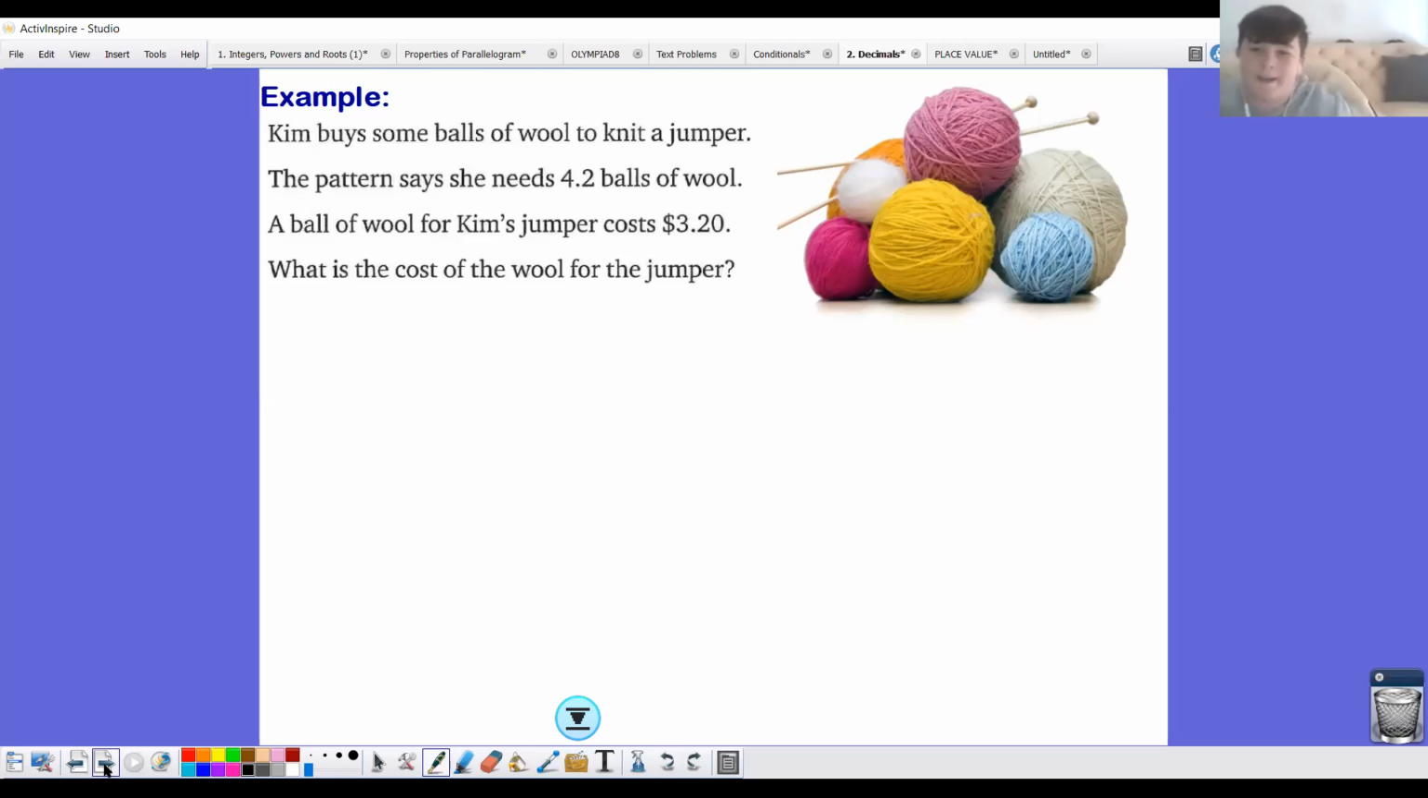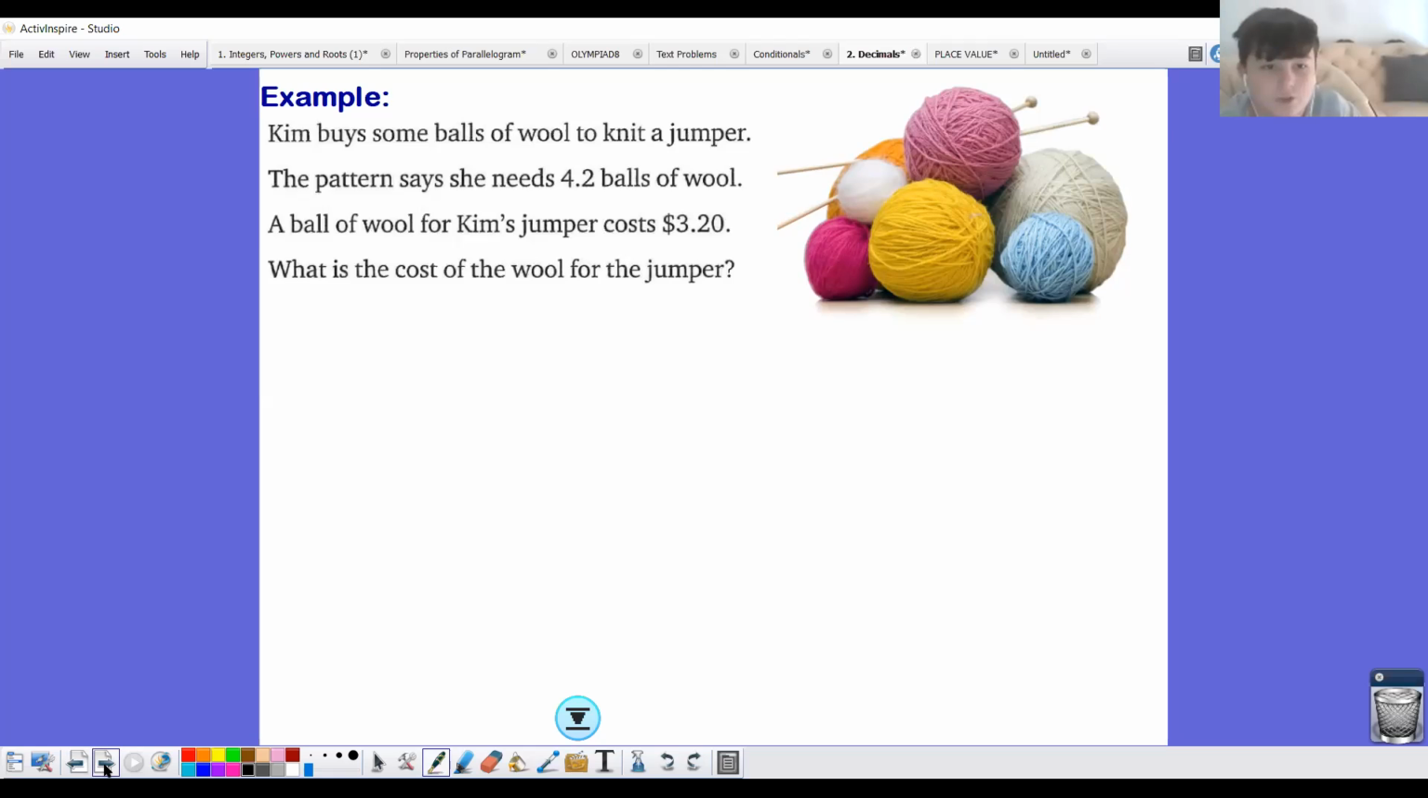Okay, now here we have an example. Let's do it together with you, Genti. You wanted to solve a question. Let's read the question. Kim buys some balls of wool to knit a jumper. The pattern says she needs 4.2 balls of wool. A ball of wool for Kim's jumper costs $3.20. What is the cost of the wool for Kim's jumper?